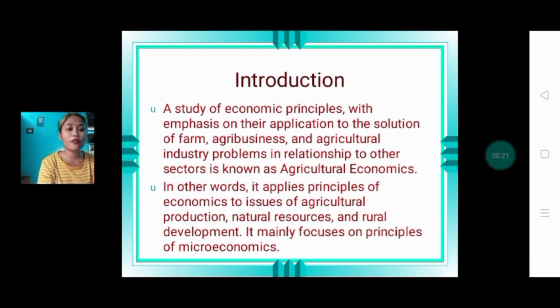First, a study of economic principles with emphasis on their application to the solution of farm, agribusiness, and agricultural industry problems in the relationship to other sectors is also known as agricultural economics. So, in other words, it applies principles of economics to issues of agricultural production, natural resources, and rural development. It mainly focuses on the principles of microeconomics.